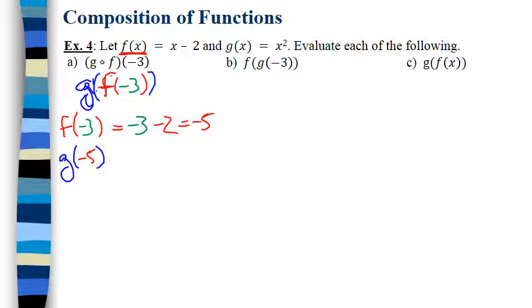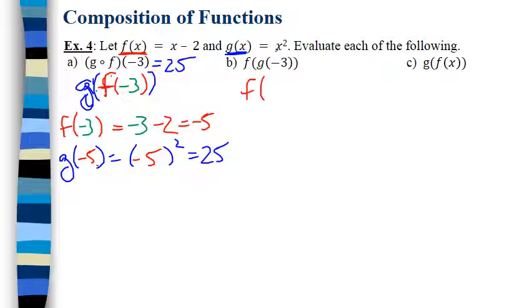And the g function says take your input and square it. So we're going to take the input for g, which is negative 5, and square it, and we get out 25. So that means g of f of negative 3 equals 25. We can do the same thing in the other direction.